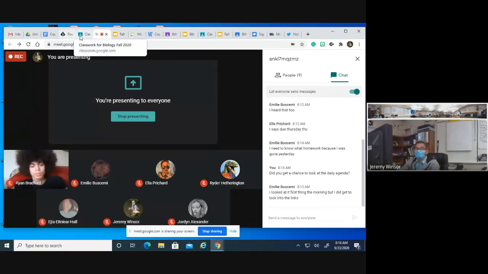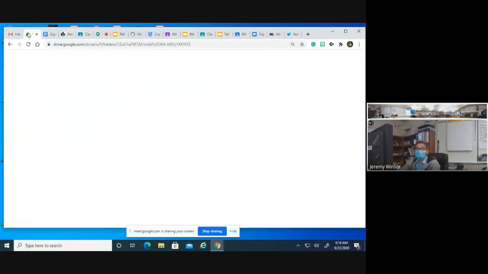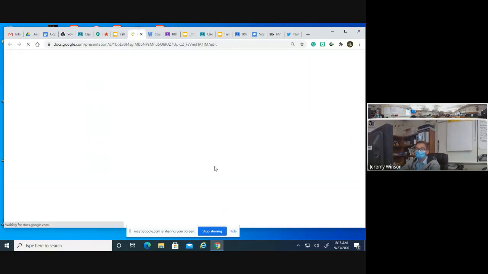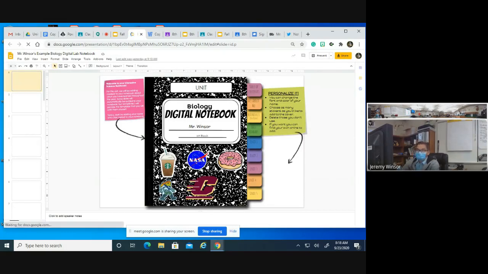Okay. So again, I just went to our daily agenda. I clicked on the lab notebook that is sitting on the table. It is in the process of loading right now. And our homework last night was related to viruses.